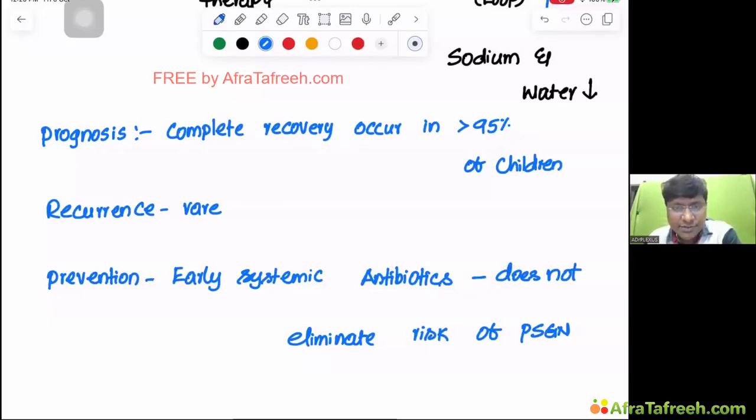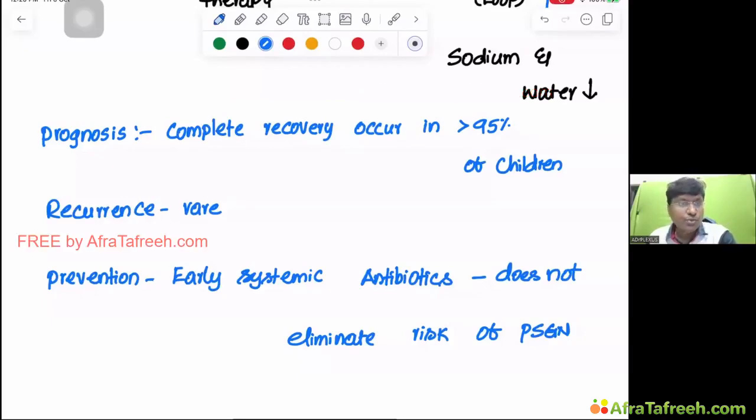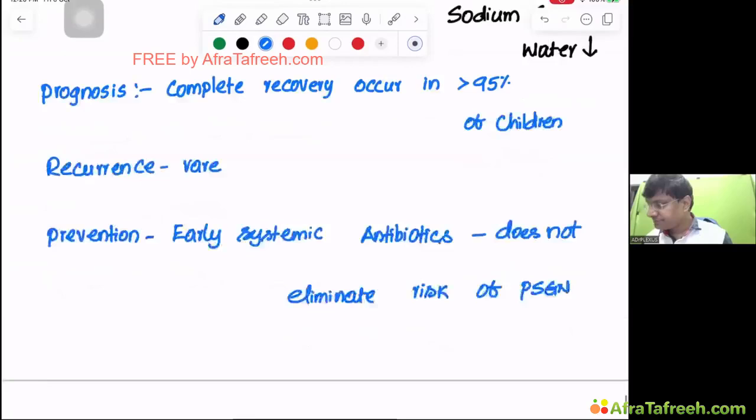Right? For hypertension, you need to give labetalol, and for pulmonary edema, you need to give diuretics. Salt and water restriction should be done mainly to control the fluid overload. On prognosis, complete recovery will occur in 95% of the children, and recurrences are rare. And what type of hypersensitivity reaction is this? It's a type 3 hypersensitivity reaction. Okay, right. So that is about your PSGN.